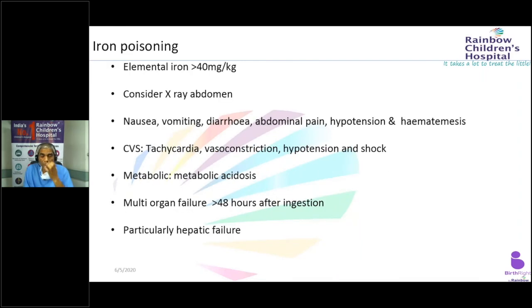The early symptoms would be because of gastric irritation. Usually you tend to see gastric irritation in the first 6 hours in terms of nausea, vomiting, abdominal pain, and hematemesis. They might develop tachycardia, hypertension, and shock. After 4 to 6 hours, they might develop metabolic acidosis. The pathophysiology of iron poisoning is that it affects mitochondrial oxidation, and in that way it causes cell death. The common organs involved are the liver, heart, and kidneys. If they are going to develop multi-organ dysfunction, it usually happens within 48 hours after ingestion if we don't manage them appropriately.